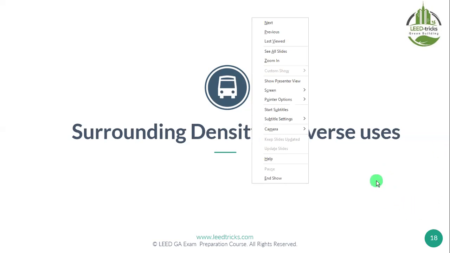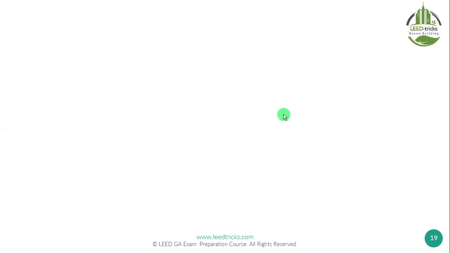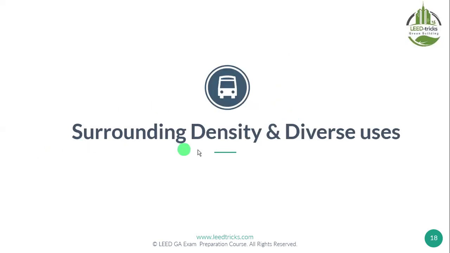Okay, it's not a big deal. Like what we said in the first LEED process, you need to go and review again the LEED process and know how the points work, what the rating systems are, what the categories are, and so on. This we already explained in the previous chapters. So the next credit is Surrounding Density and Diverse Use.